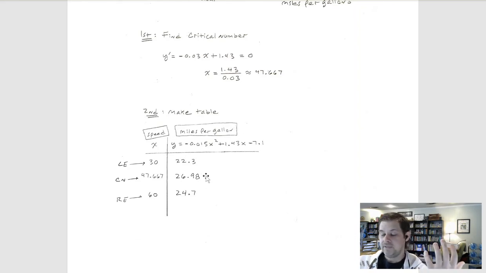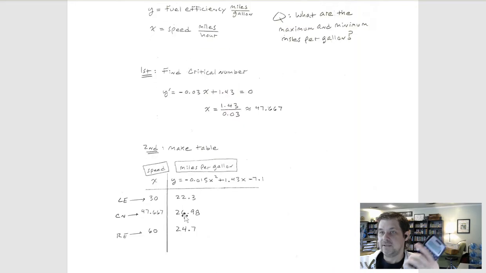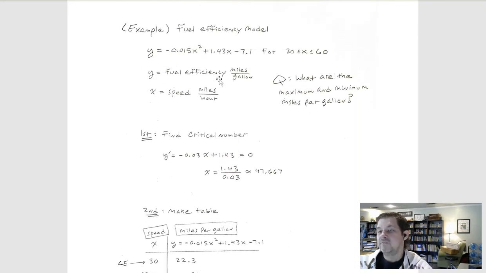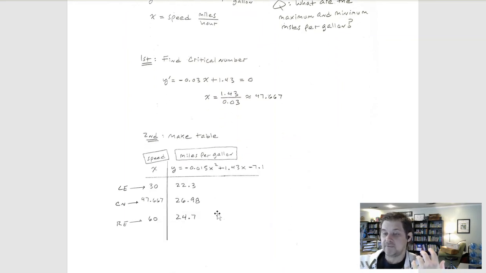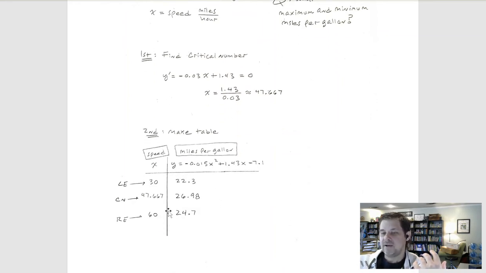Then I got my calculator. All right, nothing fancy here. I got my calculator and I put it into this function that gives us our miles per gallon. That's this original function here from which I want to find the maximum and minimum of, okay? So these are the values I got. 30 gives you 22.3, 47.667 gives you 26.98, and 60 gives you 24.7, all right? So these are the speeds, and these are the fuel efficiencies that go with those speeds.